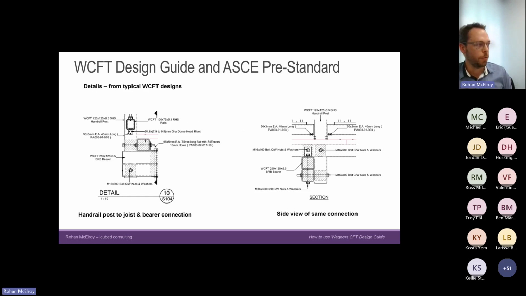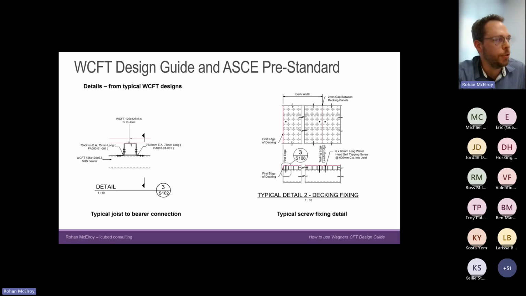So on the left-hand side here, we've got a typical handrail post to joist and bearer connection. The hatched area represents the anti-crush insert, which goes inside the SHS section to prevent it from crushing under load, and it also increases the shear capacity of that bolted connection itself. The right-hand side is just the side view of that same connection. In particular, if you are designing handrails and the handrail loading is quite high, sometimes we end up looking at stiffening up the rear stainless steel angle plate and bolted connection just to provide a bit more rigidity there.